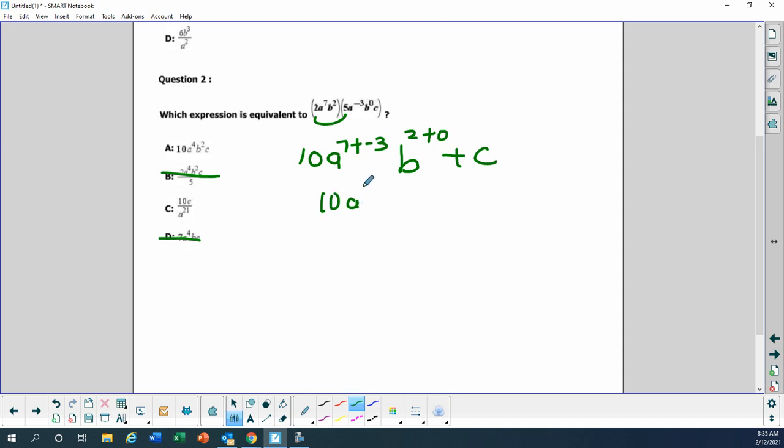10, a to the power of 4, because when I add 7 plus negative 3, it's 4. When I add b squared plus 0, it's just b squared, and then c. I shouldn't put any plus sign here. So 10 a to the power of 4, b squared, c is going to be your answer.